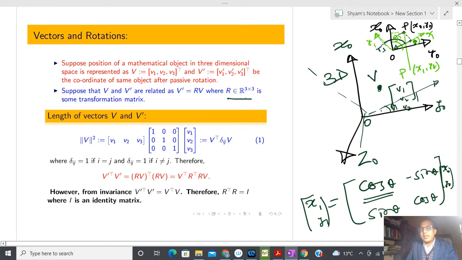Now what I am telling is that these two vectors, v and v dash, represent the same object, but their coordinates in two different frames are related by some kind of matrix. Here we can observe the relation between v dash and v, and based on that relation I am going to give you an idea of how R is going to behave in the general case, even in 4 dimensions or n dimensions.